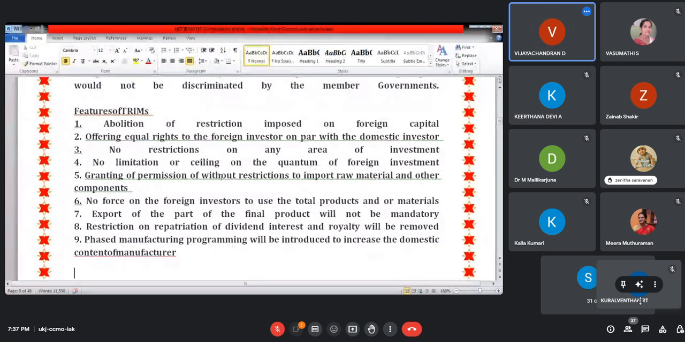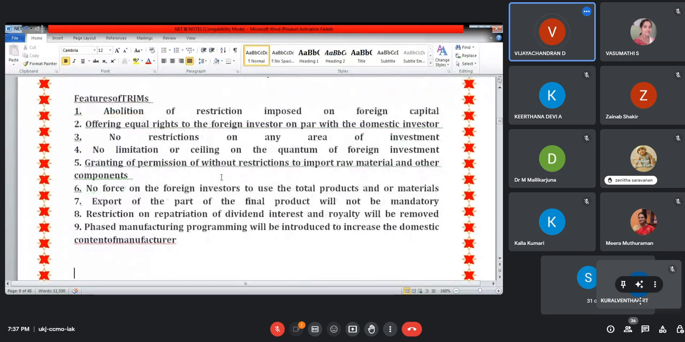And dividend, interest, and royalty restrictions will be removed. The restriction in the form of dividend, interest and royalty will be removed. Also, the phased manufacturing programme will be introduced with the help of the TRIMS.